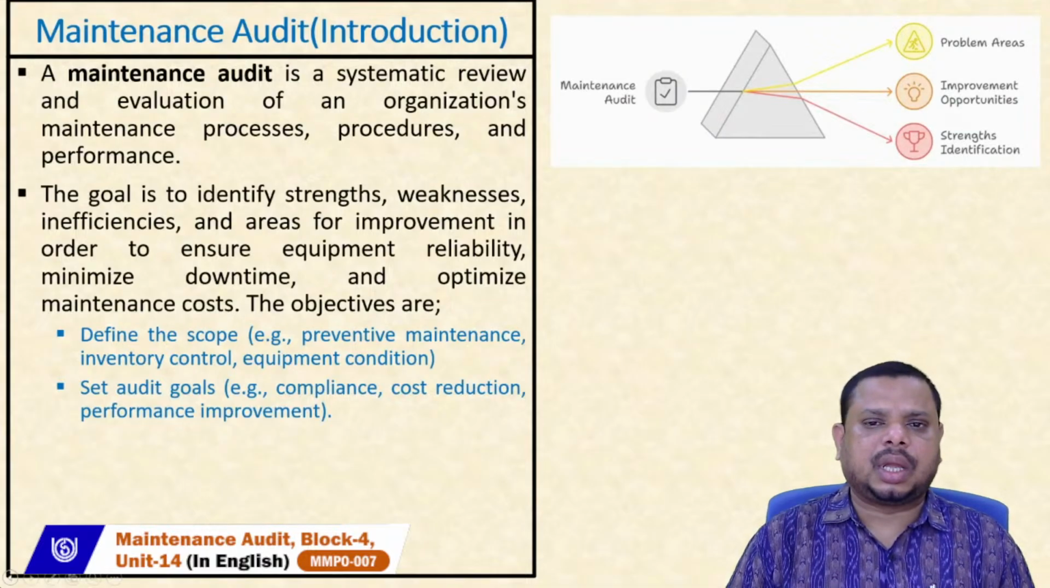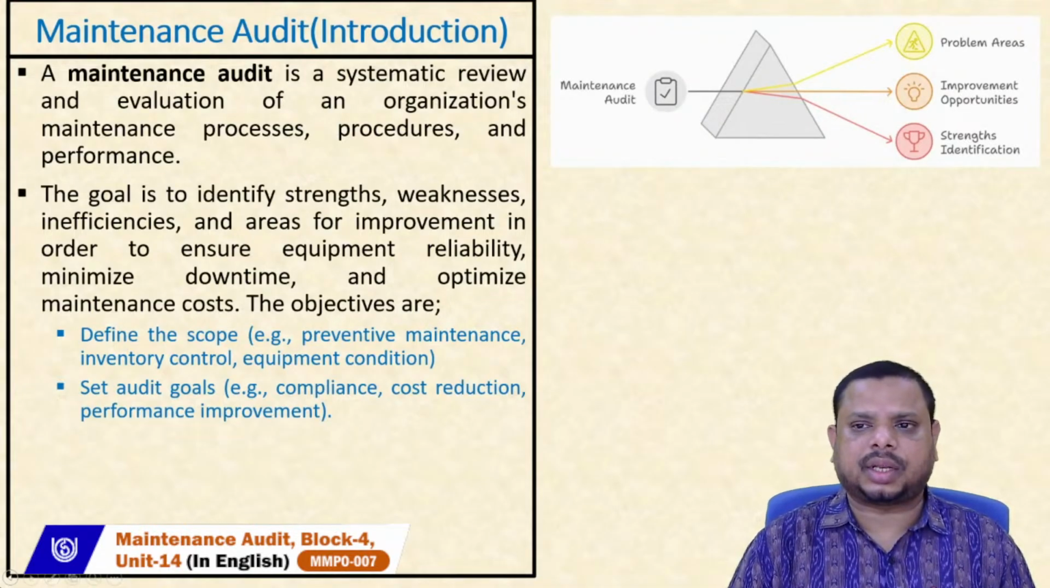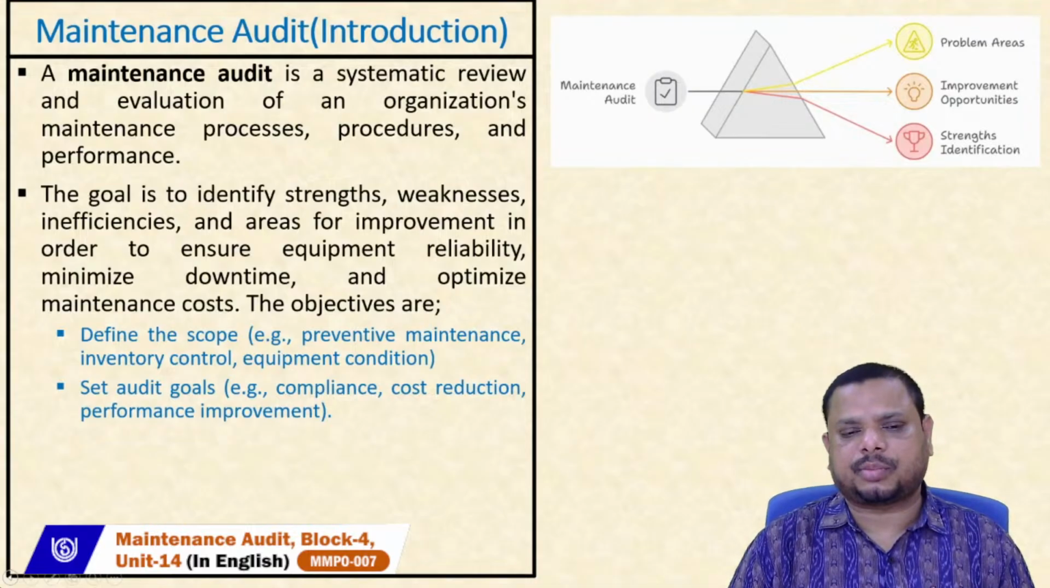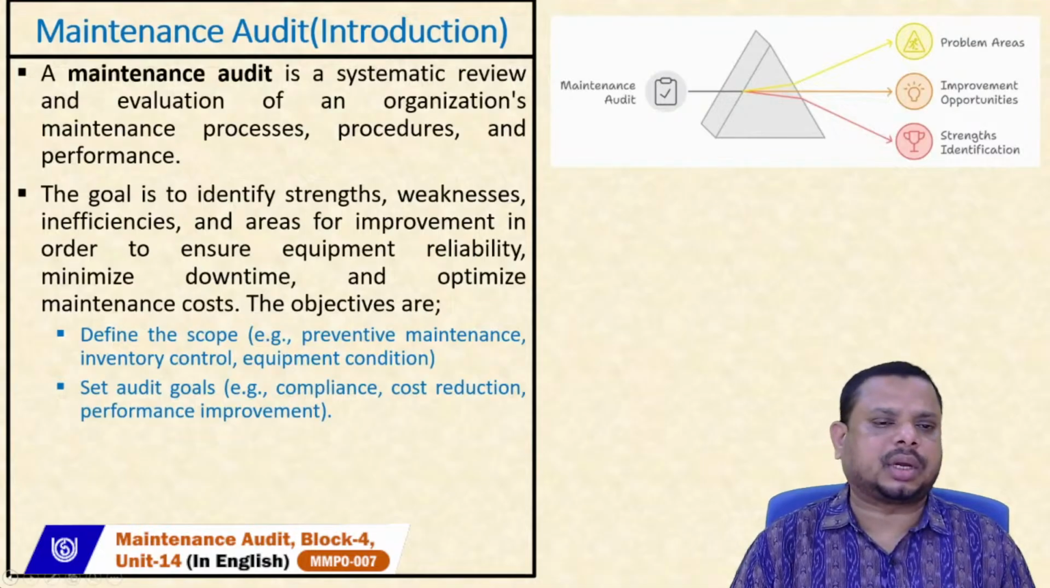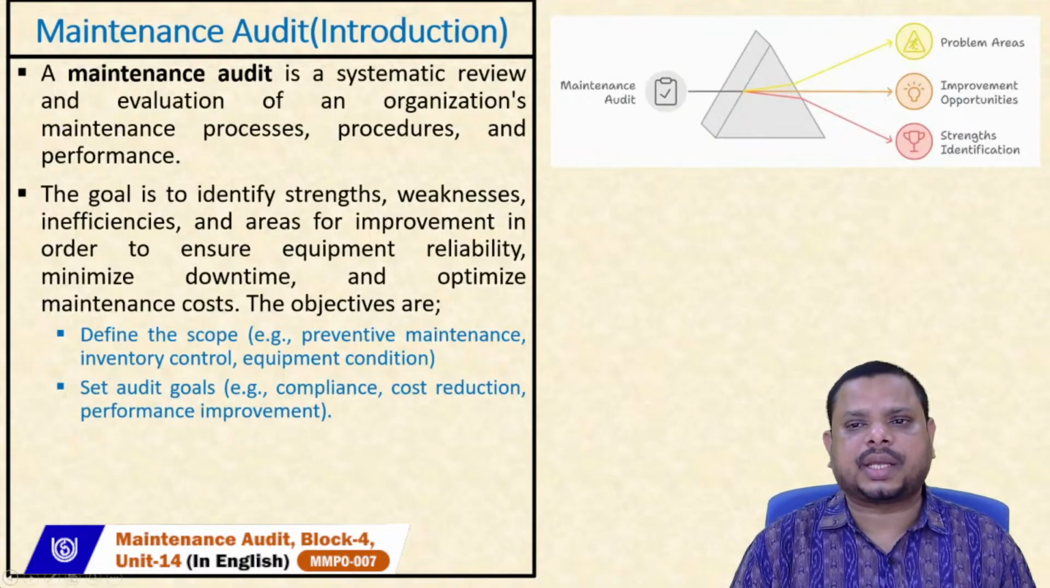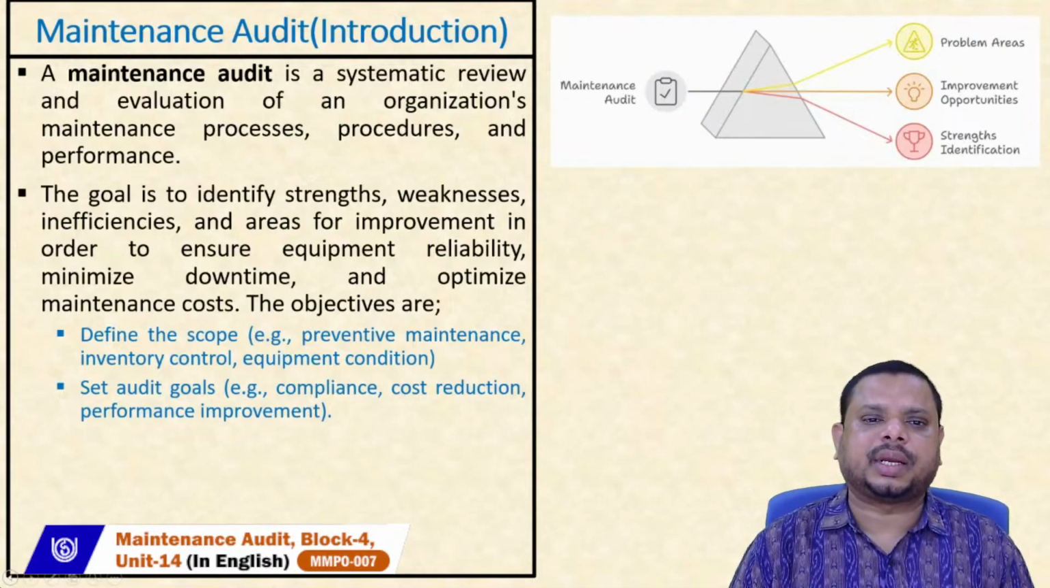The next objective is to set the audit goals, which include, for example, compliance. The next important part is cost reduction, and if required, performance improvements. So this is the basic introduction about maintenance audits. I repeat, it is a systematic review and examination of the organization's maintenance process, procedures, and performance. The maintenance audit identifies the strengths, weaknesses, inefficiencies, and areas for improvement so that it can reduce the cost, minimize the downtime, and increase the equipment reliability.